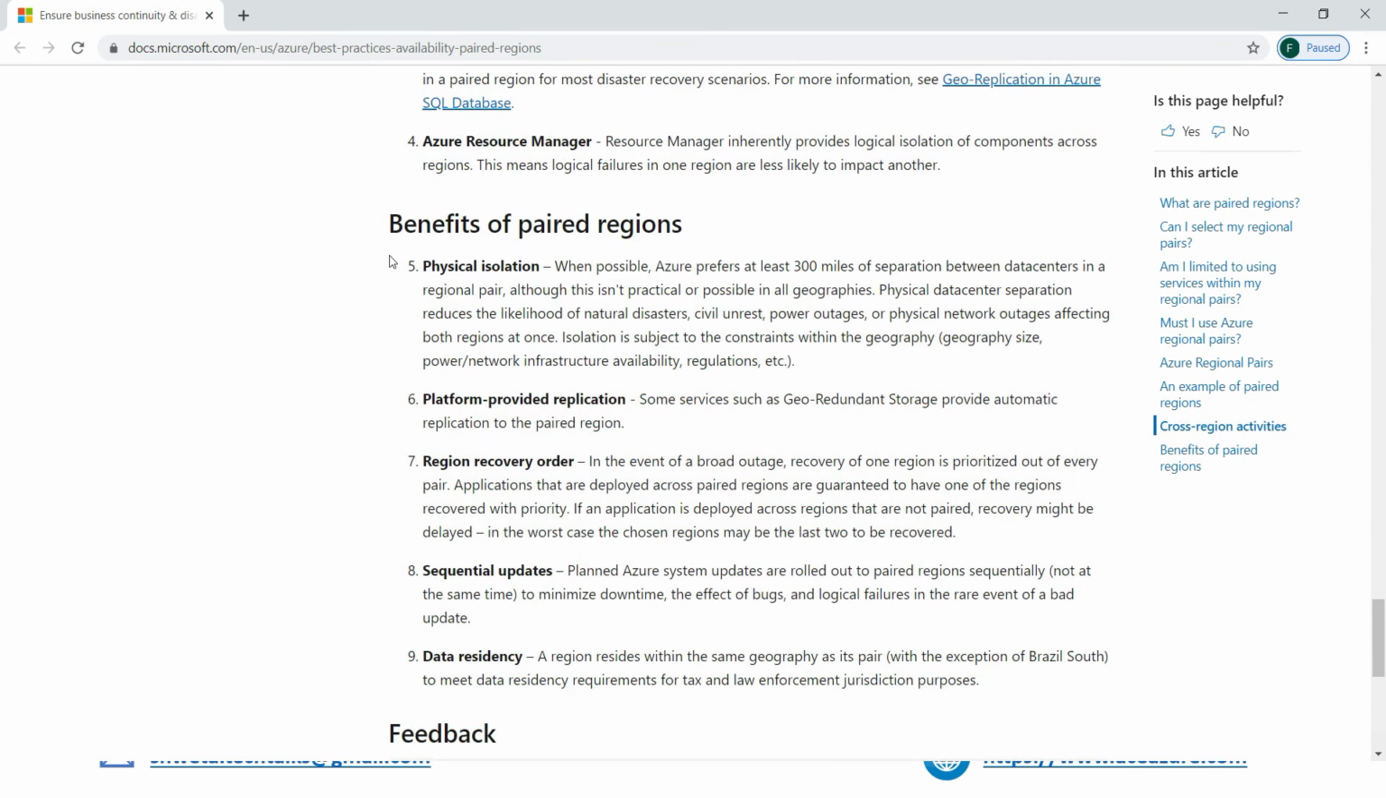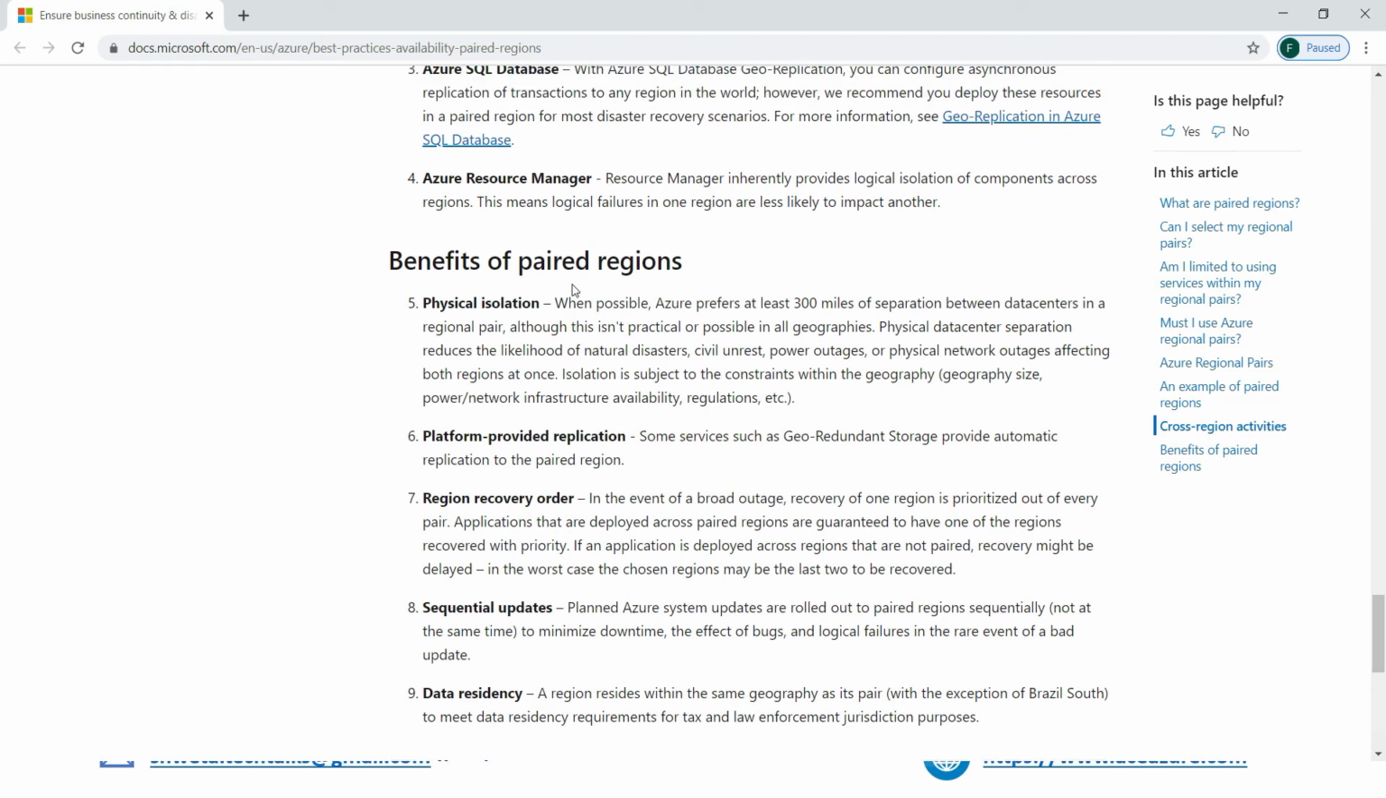Some of the benefits, again: physical isolation, that is because of the distance. Platform provided replication, so you have geo-redundant storage which is providing automatic replication to the region pair. Region recovery order, which is the fact that recovery of one region is prioritized of the pair. So at a given point of time, it is guaranteed that one of the regions is recovered with priority.